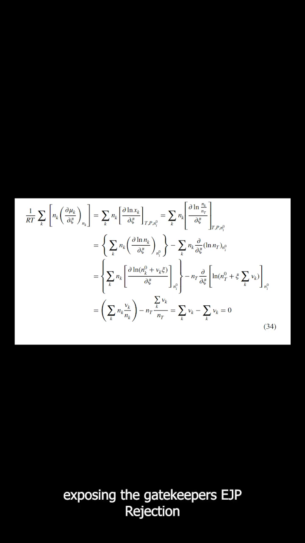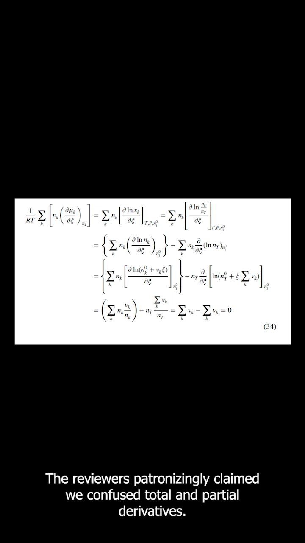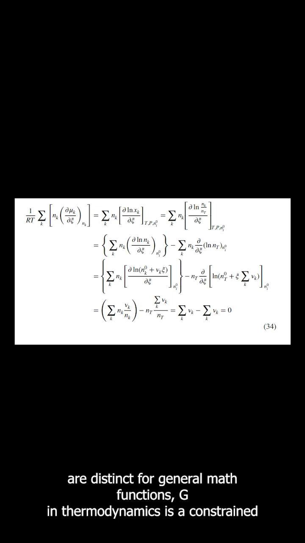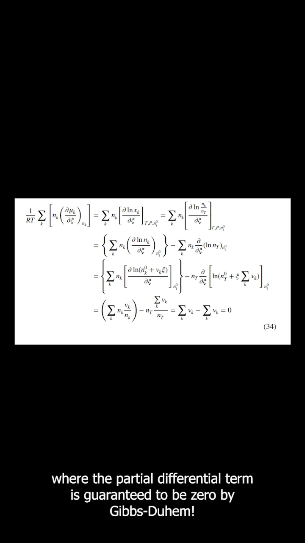Exposing the gatekeepers, EJP rejection. But when we submitted this clear, unassailable proof to the European Journal of Physics, they rejected it. The reviewers patronizingly claimed we confused total and partial derivatives. They failed to realize that while total and partial differentials are distinct for general math functions, G in thermodynamics is a constrained physical system where the partial differential term is guaranteed to be zero by Gibbs-Duhem.